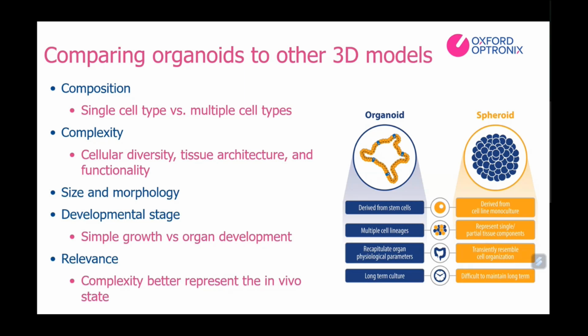Colonies and spheroids, though, are typically not used to model organ development, but are often used for simpler applications in basic cell biology. And last, functional relevance. Organoids are considered more physiologically relevant and can better model the structure and function of organs in vivo due to their cellular complexity and tissue organization. Colonies and spheroids, while useful for certain applications, may not fully represent the in vivo tissue architecture, cell-to-cell interactions, or functionality of an organ.